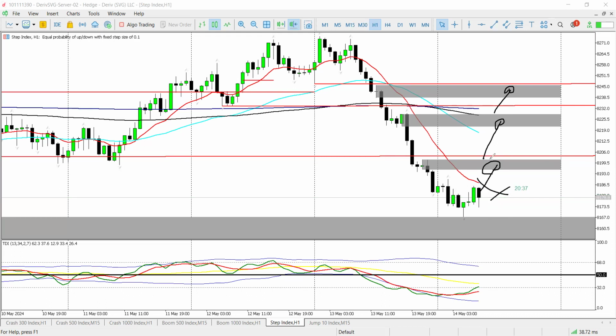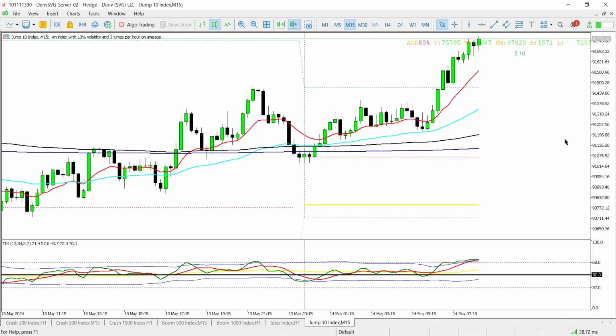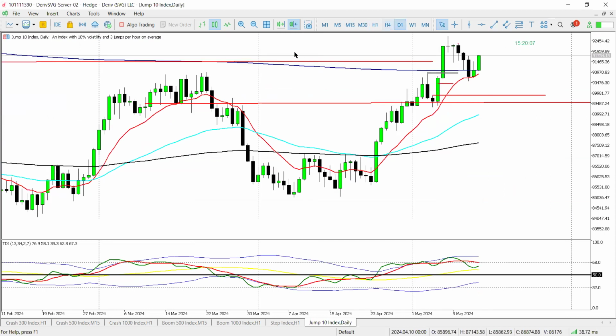Sell setup, I can only sell if price comes up here and rejects, or if price comes up here and rejects. But in terms of a clean buy setup, I do not have anything. So that means in terms of trading step index today, I do not have a trade. So as soon as you struggle to come up with a setup on an asset, just know it's always best to leave it for that day. Rather trade something which has got something which is a bit clear and understandable.